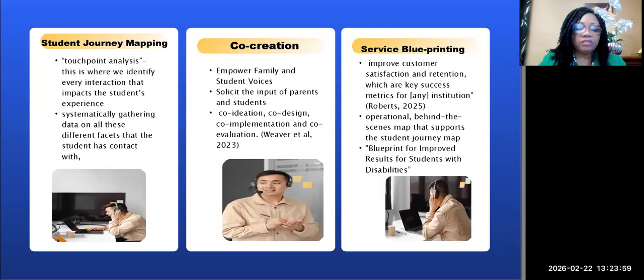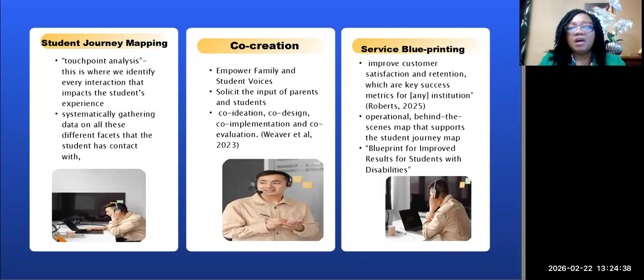Entering into a co-creative relationship from co-ideation, co-design, co-implementation, and finally co-evaluation, according to Weaver et al., is one way that we can utilize service research to engage the expertise that our stakeholders have. Another way that service research is going to be beneficial in an educational setting is how it enhances services and improves customer retention, because that is a very big part of service research. It's making sure that your customers are fine, that they're really benefiting from your service, and you can maintain that relationship with them.